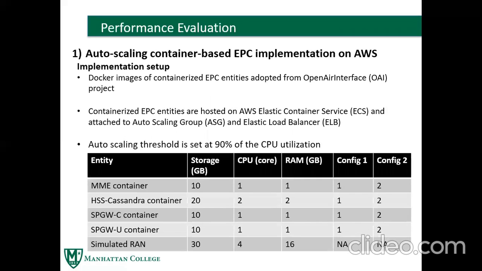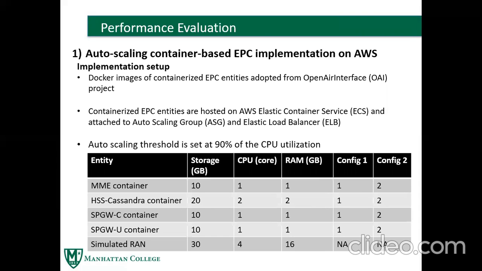So this part of the presentation is dedicated to the performance evaluation. First, we implemented our proposed auto-scaling model for the container-based EPC on AWS. And to evaluate its scaling capability, we consider three metrics: the number of attach processes completed for UEs, that is a complete successful UE attach and connection process, the CPU usage of the containerized EPC entities, and the RAM usage of the containerized EPC entities as well.